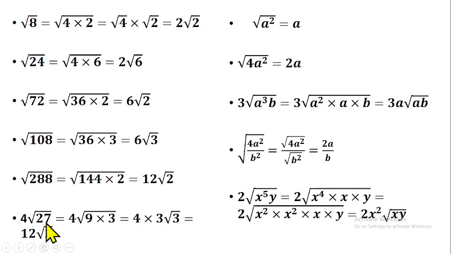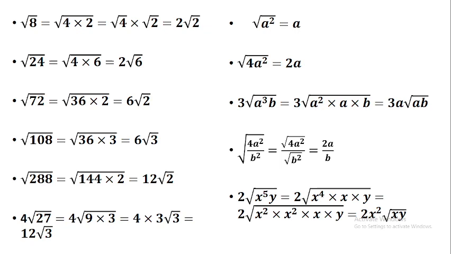Can we simplify √27 further? Yes, because there are two numbers you can multiply together to give us 27, and one of them is a perfect square. What are the two numbers? That is 9 times 3, and 9 is a perfect square. So that means √27 will give us √9 is 3, and we are left with √3. So that means √27 will give us 3√3.